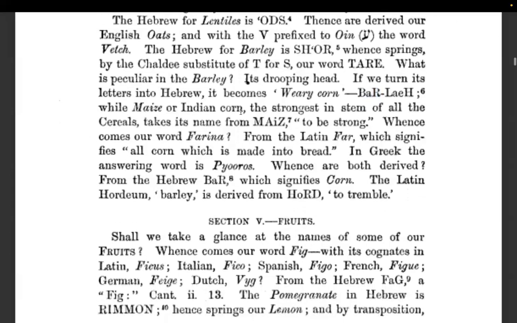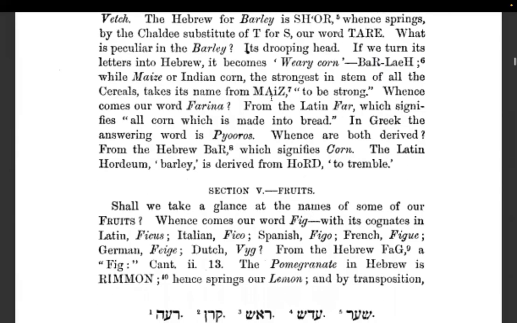While maize or Indian corn, the strongest in stem of all the cereals, takes its name from maaz, to be strong, whence comes our word farina, from the Latin far, which signifies all corn which is made into bread. In Greek, the answering word is peuros, whence are both derived. From the Hebrew bar, the B becoming a P there, which signifies corn. The Latin hordeum, barley, is derived from horde, to tremble.